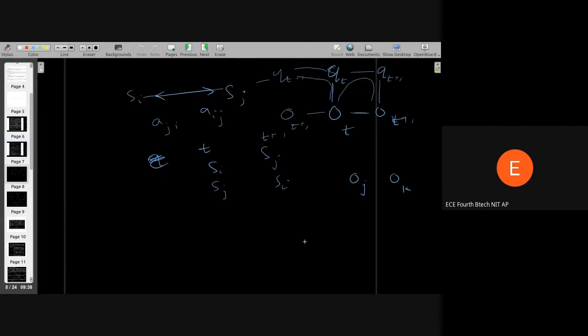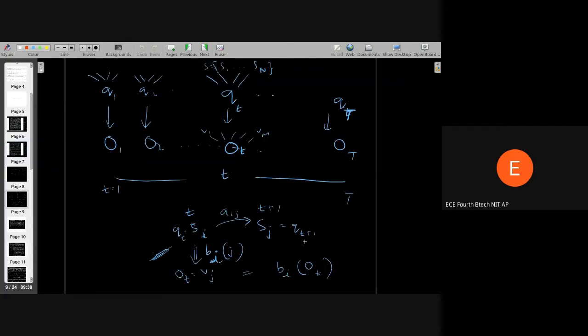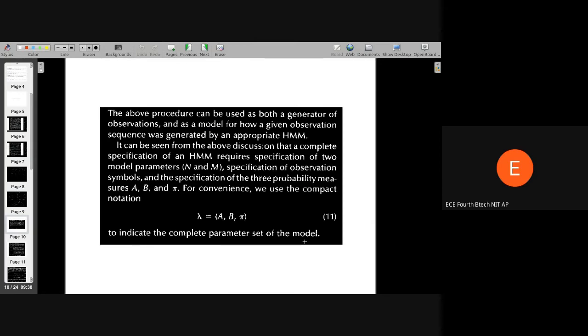So what we have finally are three things: two matrices A and B and a vector pi. This matrix is called the state transition matrix and this is called the emission probability matrix.